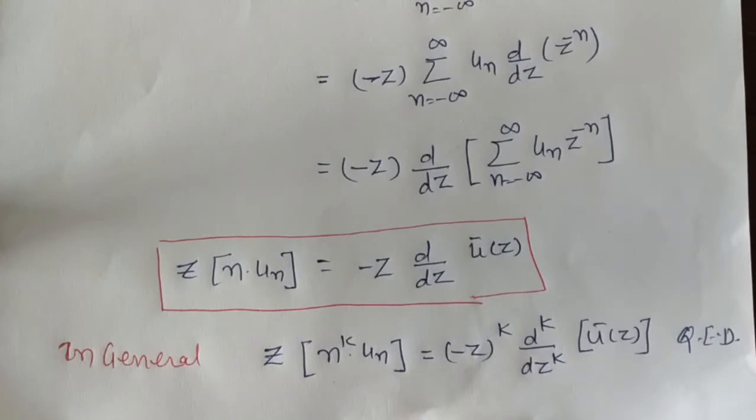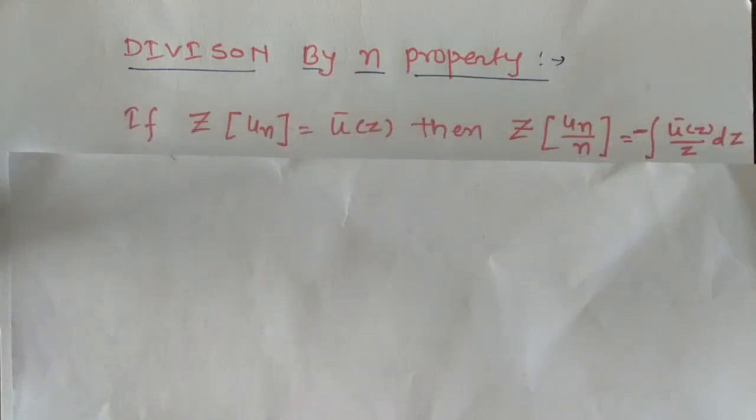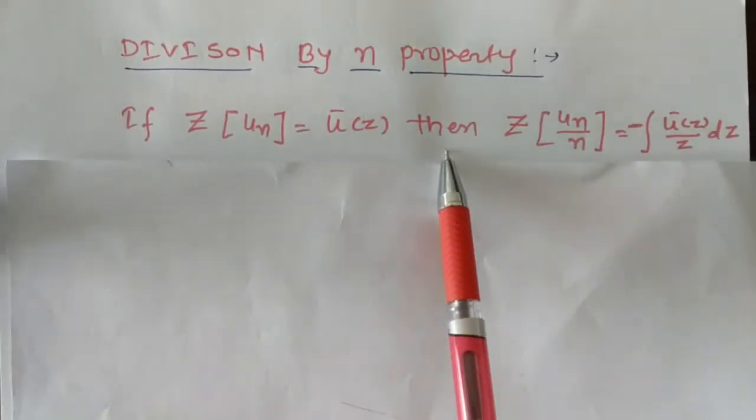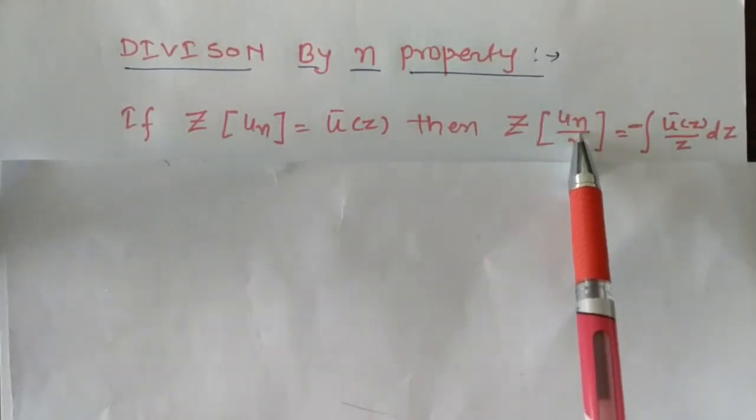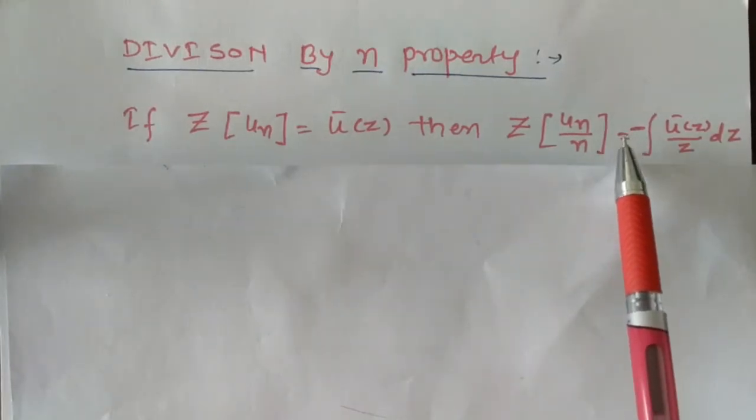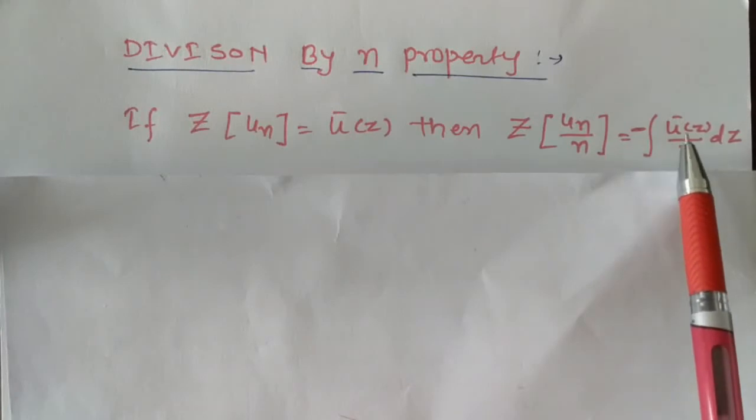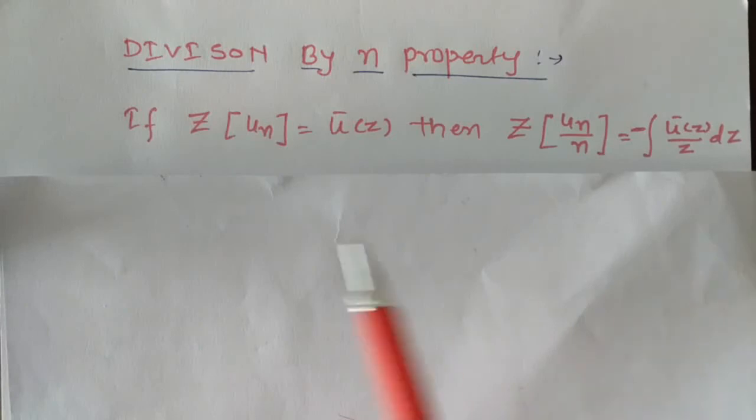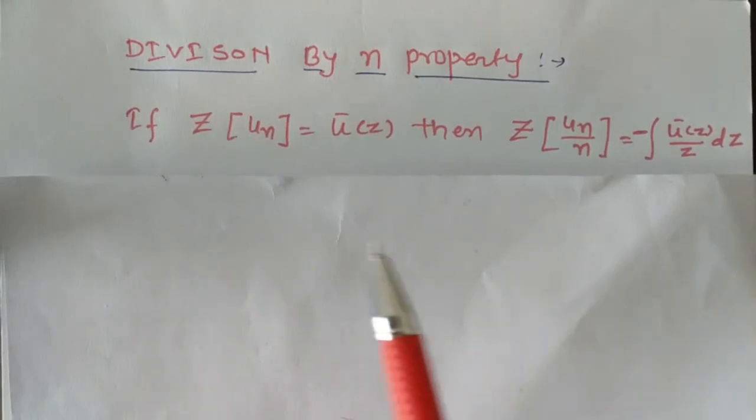Now we discuss the division by n property. The division by n property states that if the z transform of a sequence u(n) is U-bar(z), then the z transform of the sequence u(n) by n, that is u(n) divided by n, is minus the integral of U-bar(z) by z with respect to z. So this is the division by n property.